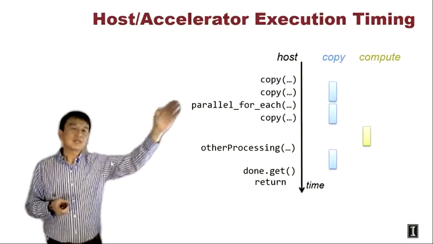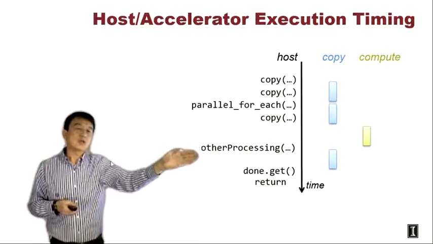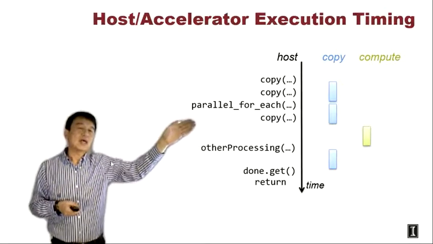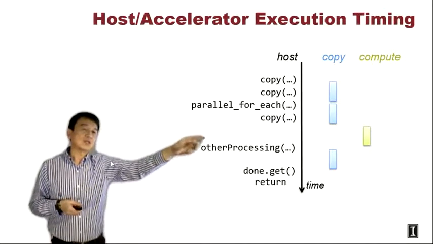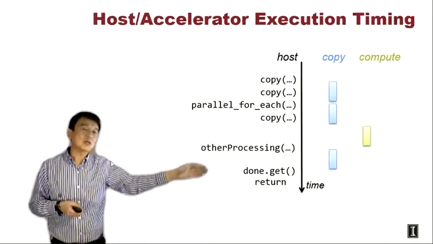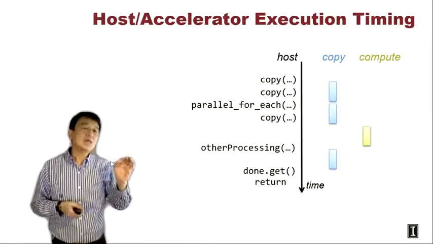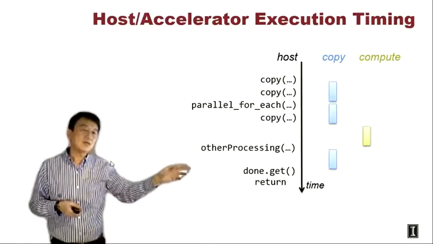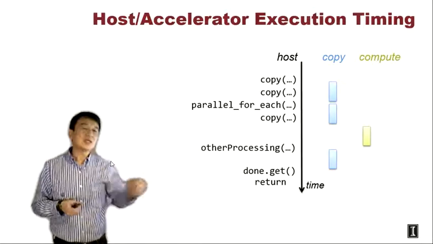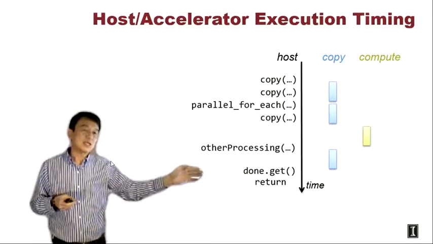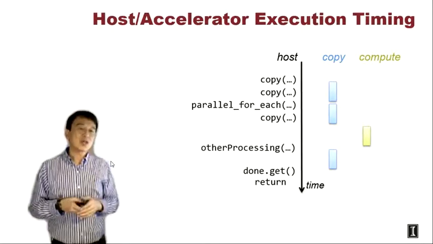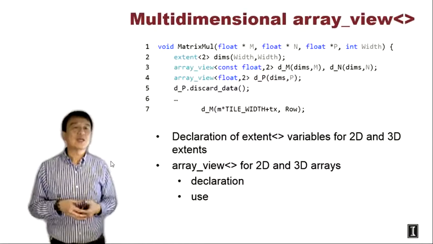So this gives us a summary of execution timing where we can do this other processing on the CPU, even though implicitly we're requesting that copy. All these activities just happen on the side with the copy and compute on the device, and then eventually we just use done.get. When the copy of C completes from the device to the host, done.get completes that synchronization, and the host can then continue to execute the subsequent activities.